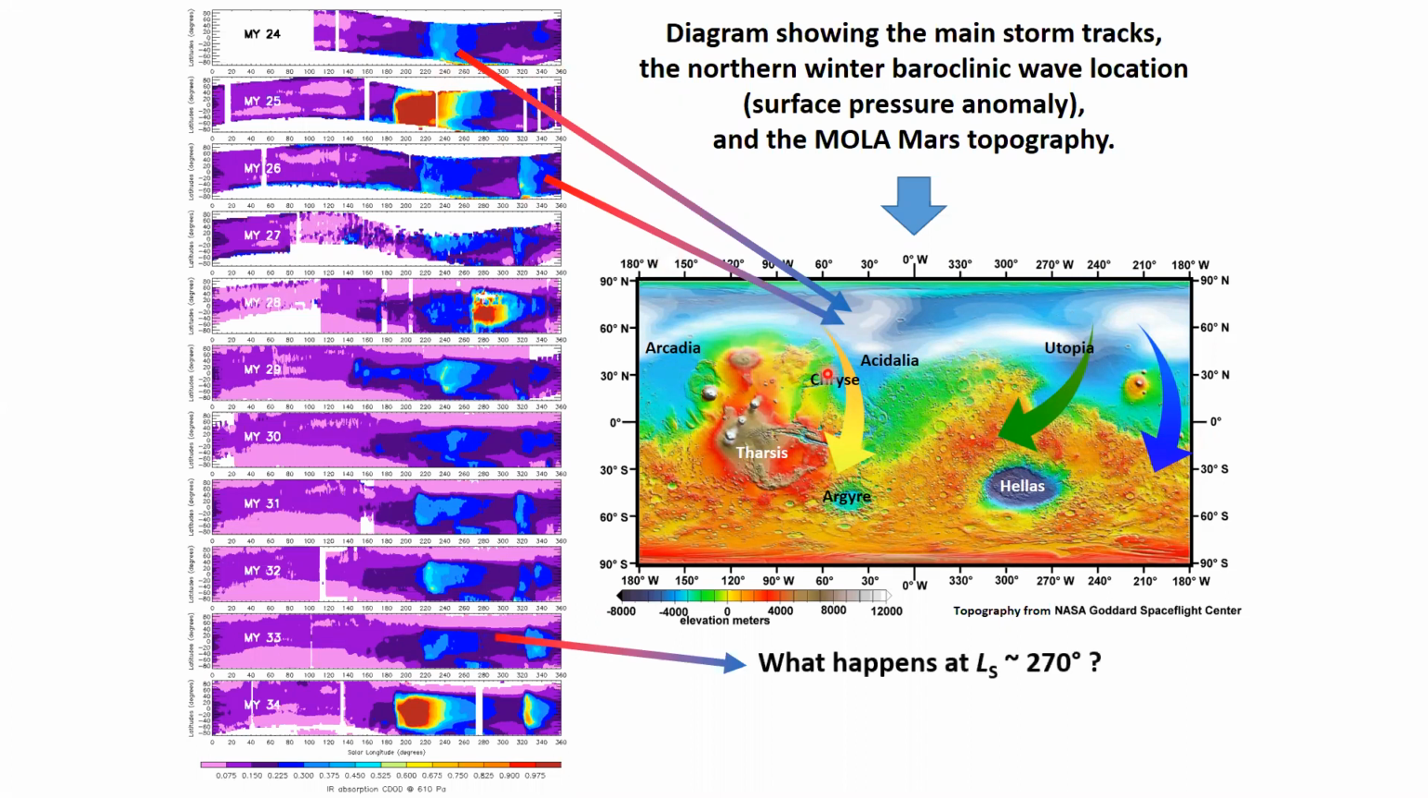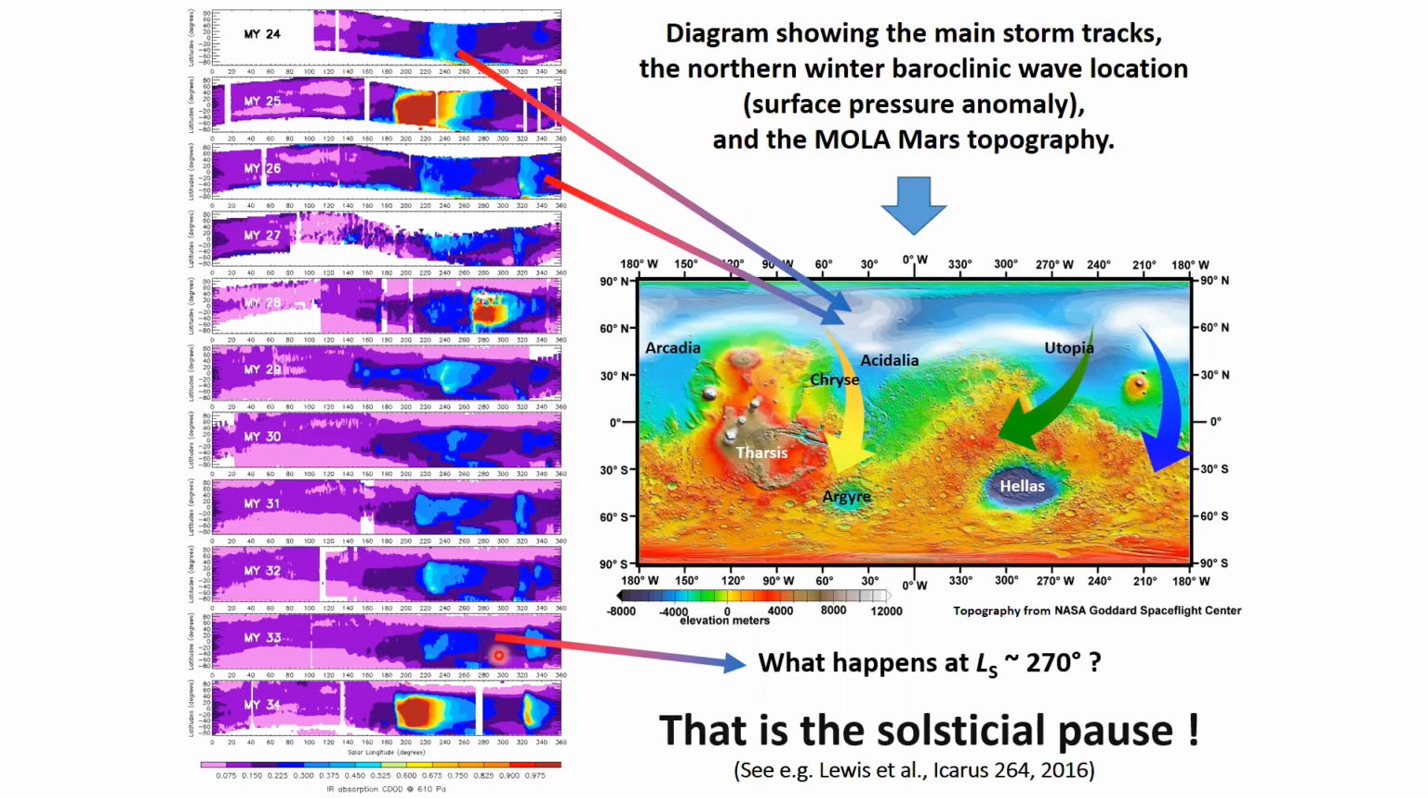What about in the middle? So as you see from this internal variability, there is always a pause in the middle. So what happens at this time? This has been studied. It's called the solstitial pause. And the explanation is, again, dynamic. So actually, it's a combination of dynamics and thermodynamics.